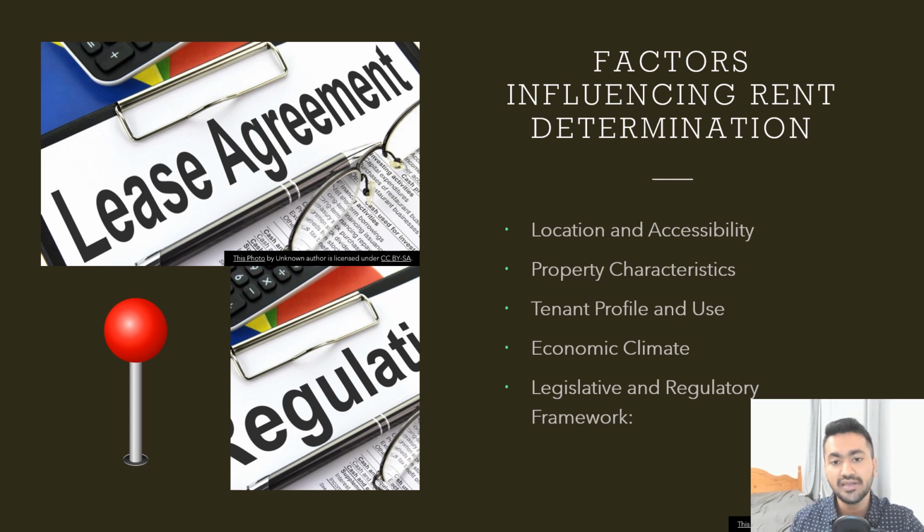The next is property characteristics. This means what the property looks like and what it can be used for. If a property is big, has nice features, or is in good shape, it might cost more rent. The third is tenant profile and use. This is about who will be using the property and what they will do there. If a business brings lots of customers, like for example a restaurant or a store, the rent might be higher.